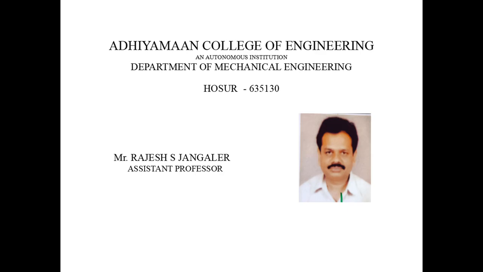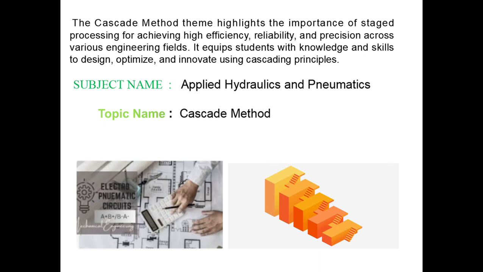Today I am excited to share insights into the Cascade Method, a systematic approach widely used in automated and control systems. The Cascade Method is a fundamental technique in control engineering and industrial automation. It involves using a series of controllers where the output of one controller acts as the input to the next. The sequential configuration enhances the system performance by breaking down the complex process into manageable control loops.